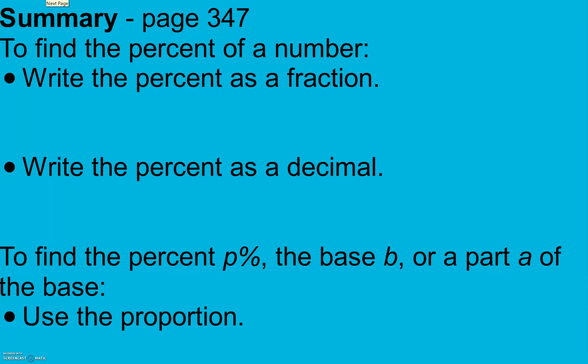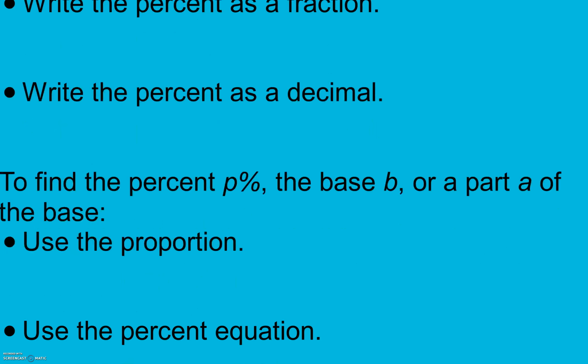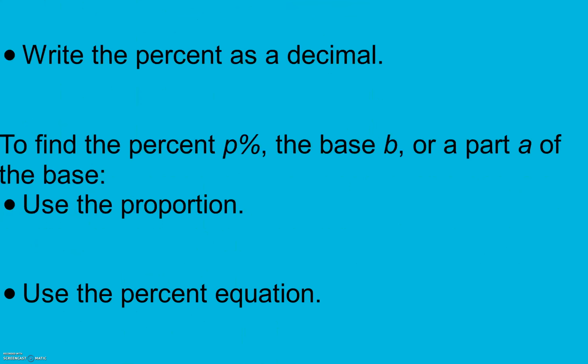There's a summary on page 347 that summarizes what we've done so far this chapter. So to find the percent of a number, we can write the percent as a fraction and multiply like we did in section 7.1, or we can write it as a decimal and multiply like we did in section 7.3. To find the percent, the base, or a part of the base, we can use a proportion like we did in section 7.2, or we can use the percent equation like we did here in 7.4.